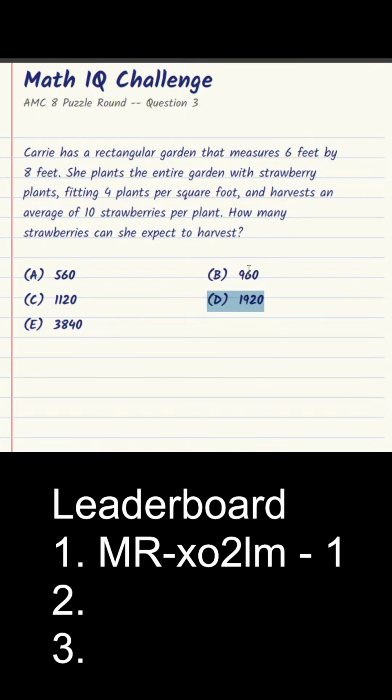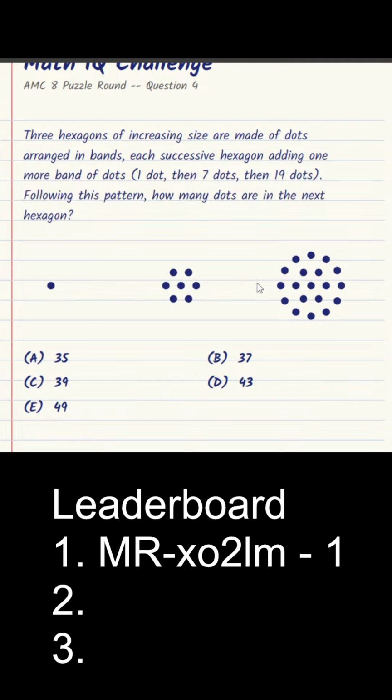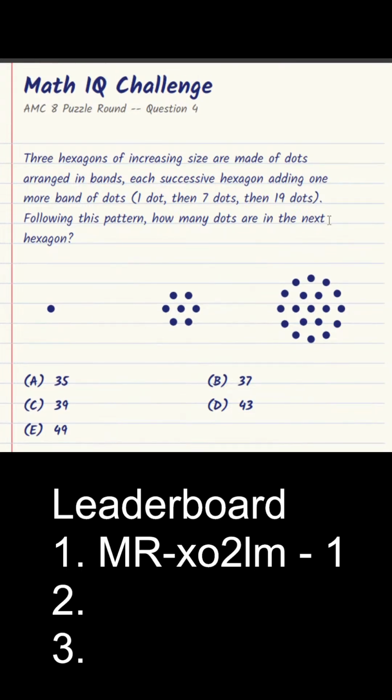So let us go to the next one. This is question number 4, and let me read the question once, then you can solve it and put your answers in the chat. Three hexagons of increasing size are made of dots arranged in bands, each successive hexagon adding one more band of dots. So first we have one dot, then we have 7 dots, and then we have 19 dots. And each successive hexagon adds one more band of dots.